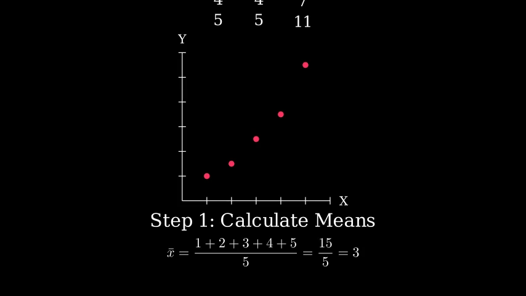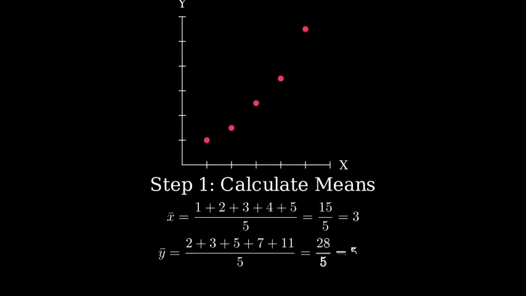That's 1 plus 2 plus 3 plus 4 plus 5, divided by 5, which equals 3. Similarly, the mean of y, or y bar, equals 2 plus 3 plus 5 plus 7 plus 11, divided by 5, which equals 28 divided by 5, or 5.6.